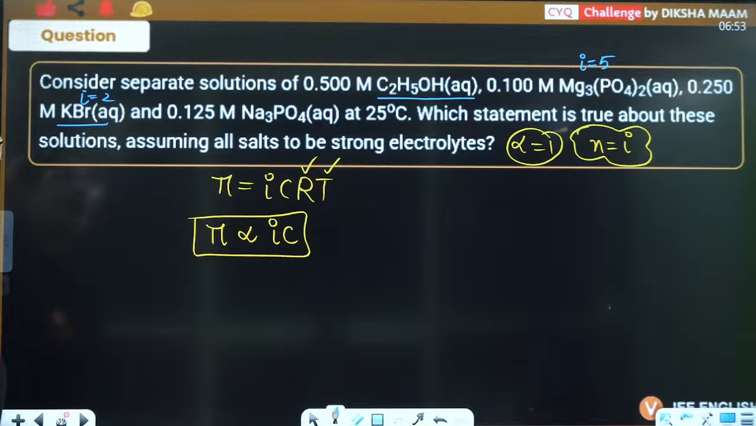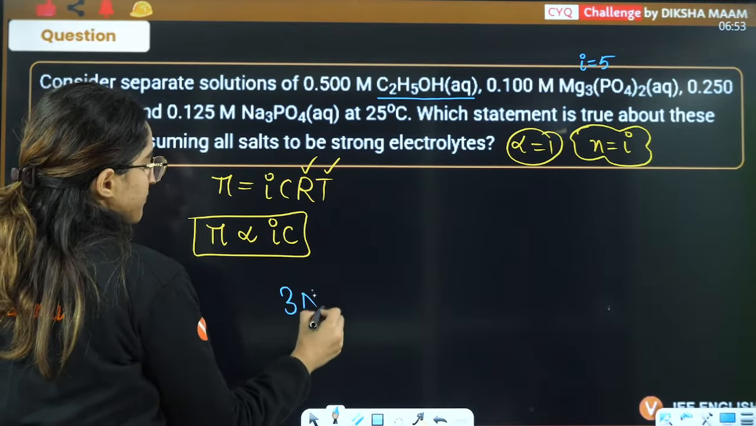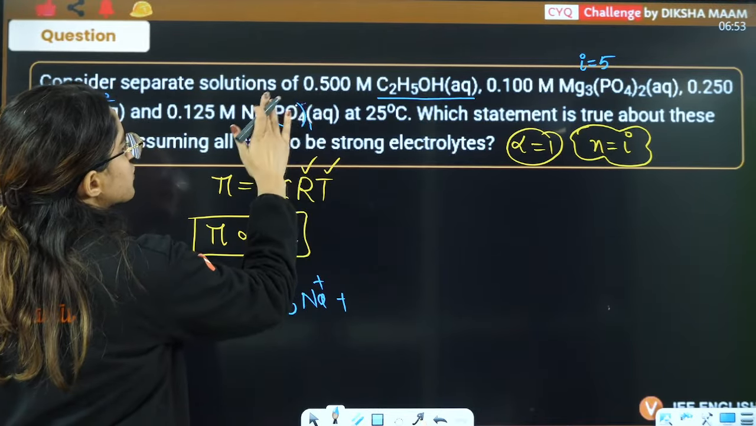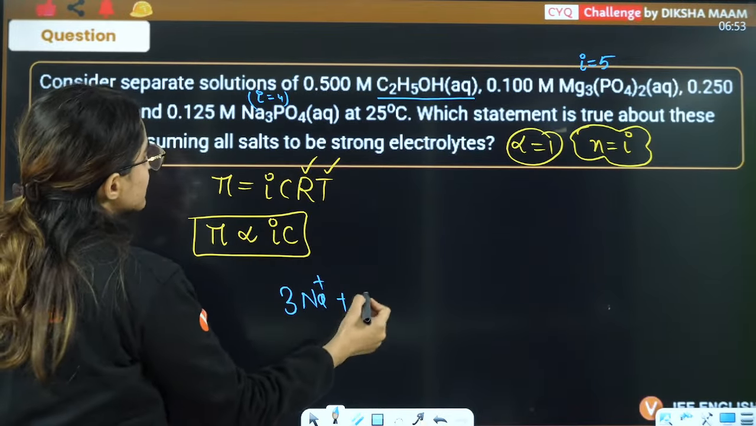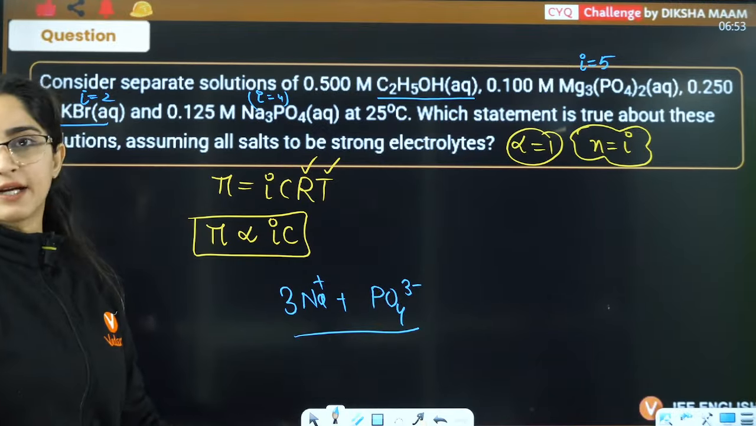K positive and Br negative. In this case, it is 3 Na positive. You can see 3 and overall here it is 1. So 3 plus 1 is 4. So i is equal to 4. Or you can write it like this as well: here it is going to be 3 plus 1, that is 4.